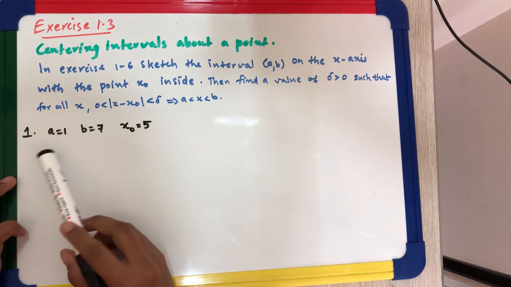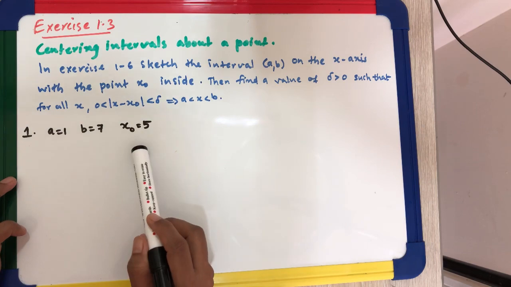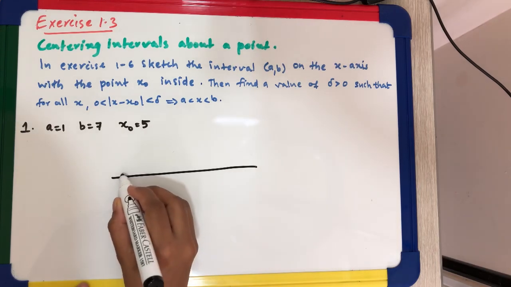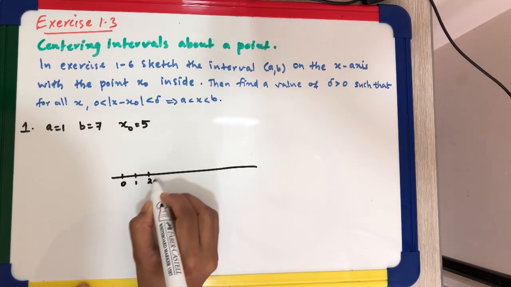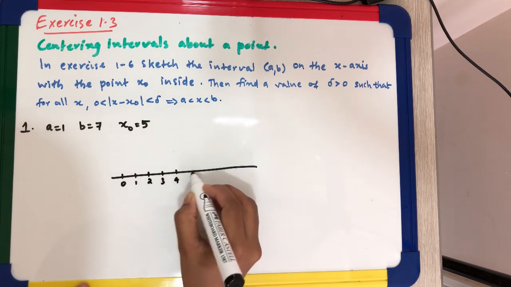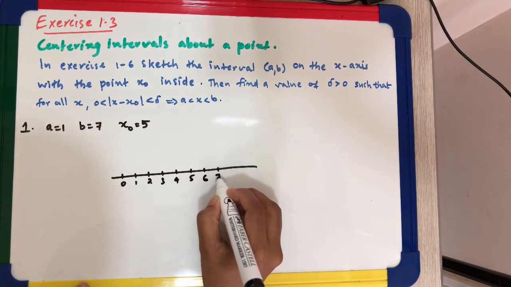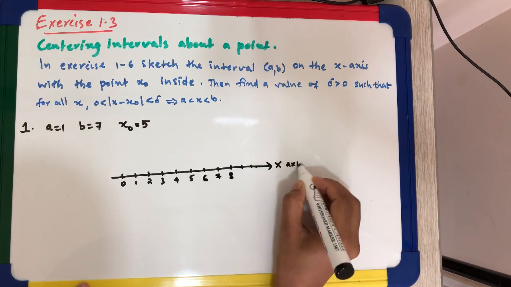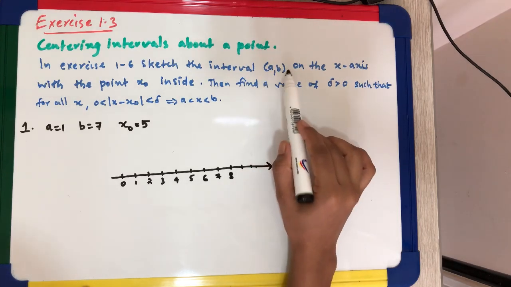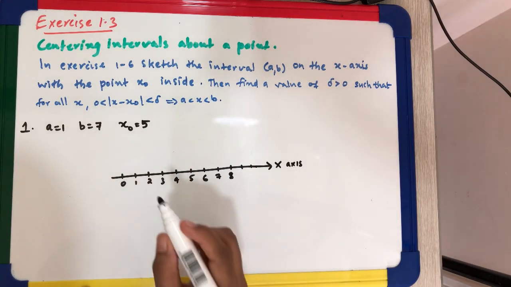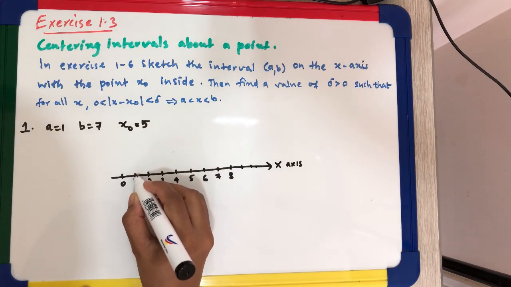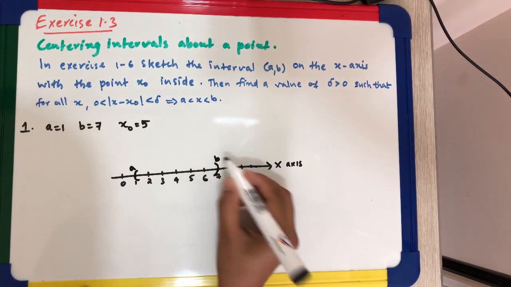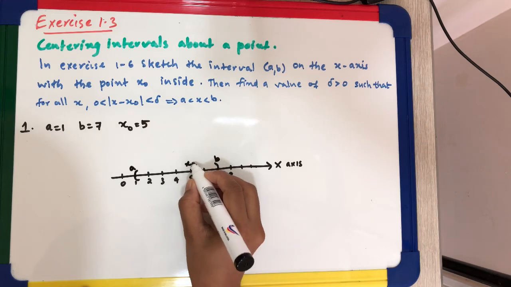First question, a equal to 1, b equal to 7, x0 is equal to 5. We can make a rough sketch. Let it be the x-axis, points 0, 1, 2, 3, 4, 5, 6, 7, 8, etc. We have to mark the interval AB. Here a is equal to 1, b equal to 7. So we mark the points 1 and 7. This is the interval AB with x0 equal to 5 inside.